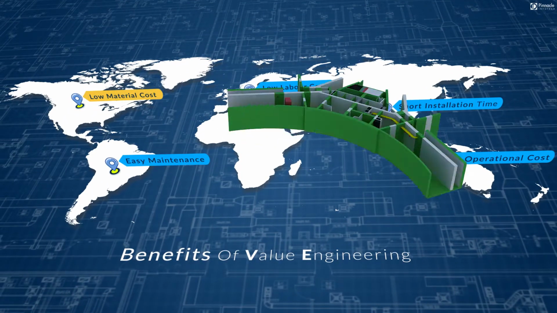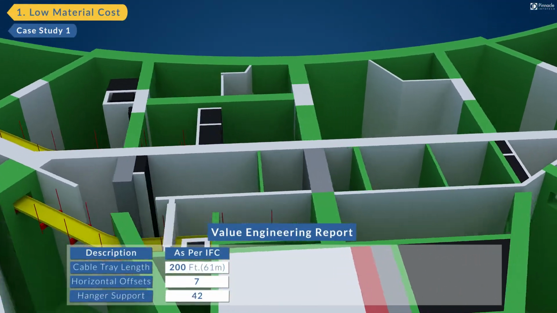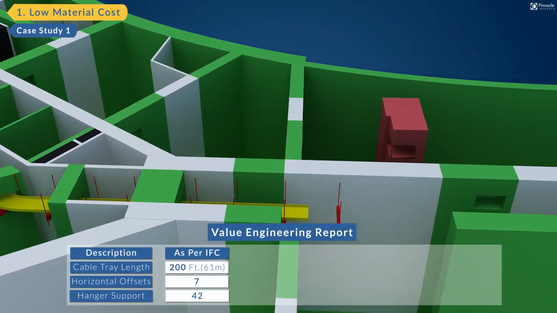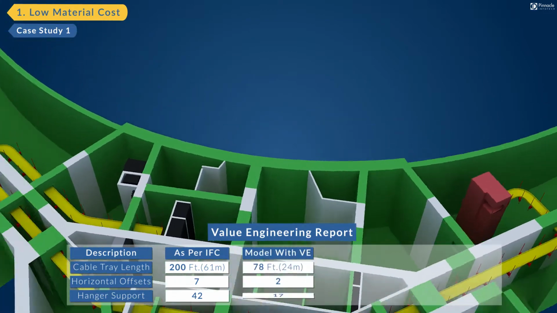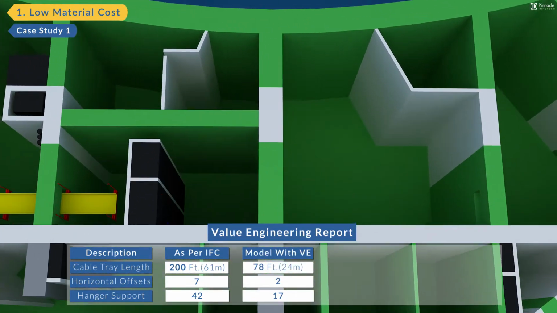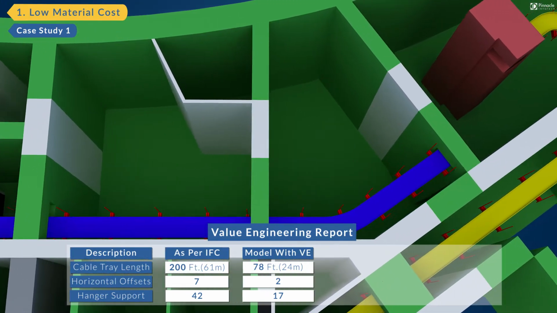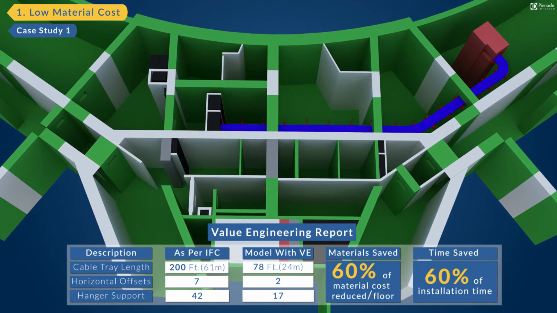Low material cost. As per the input drawings, the cable tray length was 200 feet, horizontal offset 7, with 42 hanger supports. After value engineering, the cable tray length was 78 feet, horizontal offsets 2, hanger supports 17. Hence, we reduced the material cost by 60% per floor and installation time by 60%.